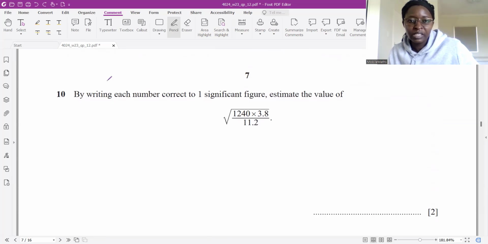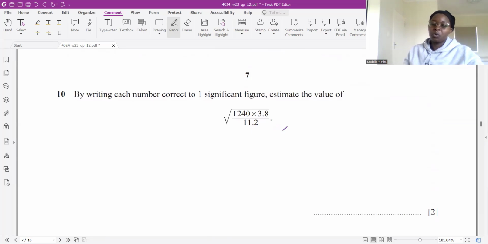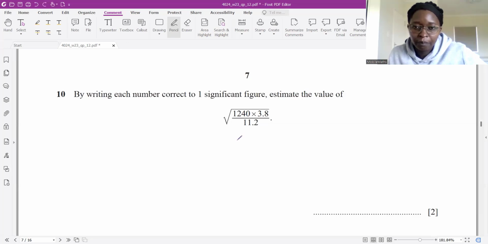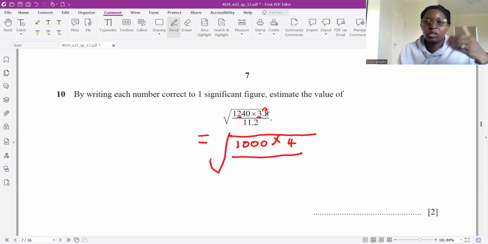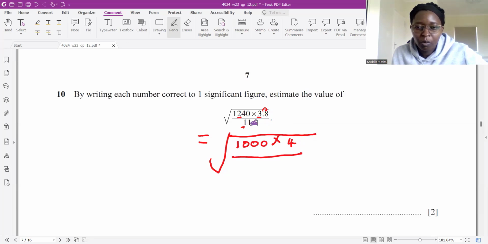By writing each number corrected to 1 SF, estimate the value of that one significant figure. So this is going to give us the square root of... one significant figure. This is giving us 1,000, because this is 2. Then for this one, it's going to be a 4, because it's one significant figure. We check 8. 8 is greater than 5, so it goes to 4. Then for this one, we have 1, and this one is 1, so this is going to be a 10.